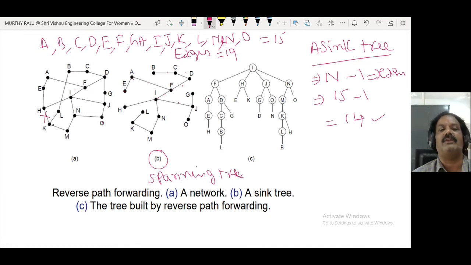The HK link is removed. The spanning tree does not contain any loops. One more important point is that the number of branches in the spanning tree is n minus 1, where capital N is the number of vertices in the main graph. Another important point is that the spanning tree does not contain any loops. Okay, remove this one.